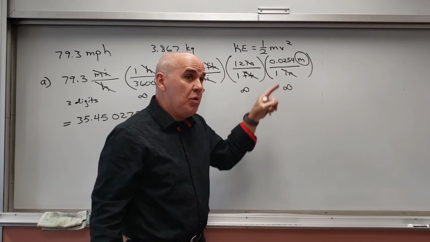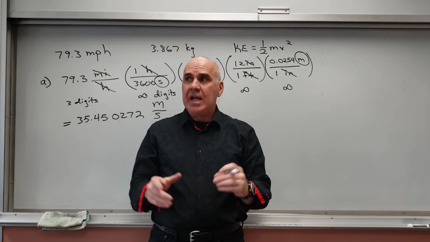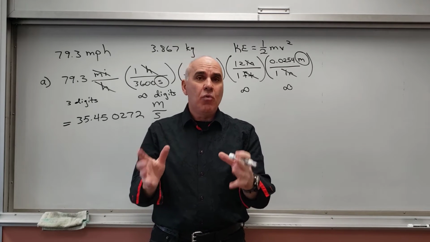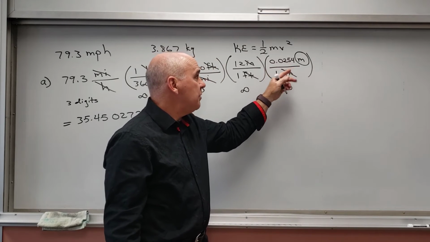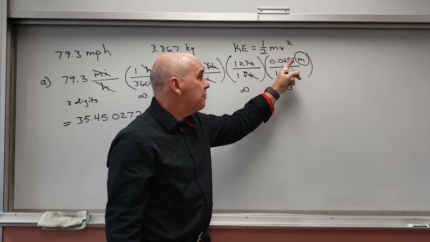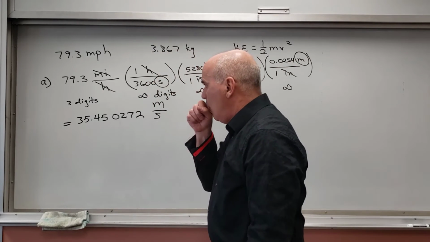2.54 centimeters is 1 inch. By definition, right? It's not an approximation. This is how we define the length of 1 inch in terms of the meter. By definition, 2.54 centimeters or 0.0254 meters is 1 inch. All of that's by definition.